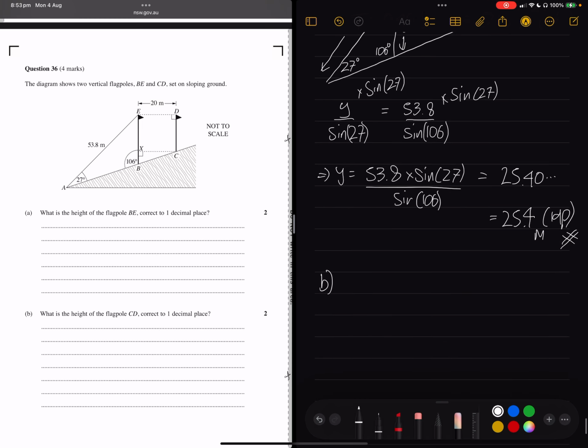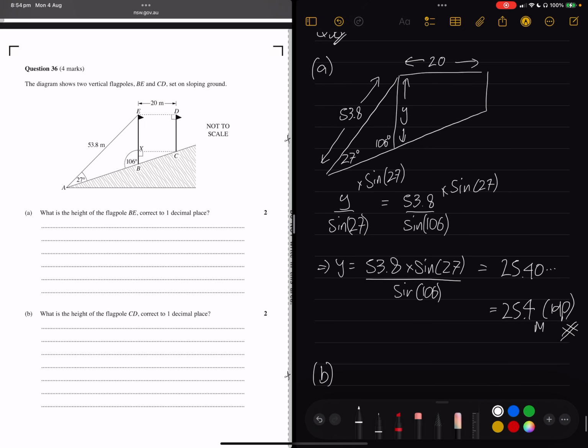Now, part B asks, what is the height of the flagpole CD correct to one decimal place? Well, for CD, this is a little trickier because the shape is a little unforgiving in the information we actually know. So we know that this is y. We know it's 25.4. We don't actually know what this is.